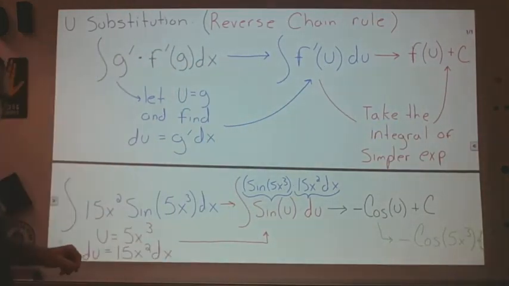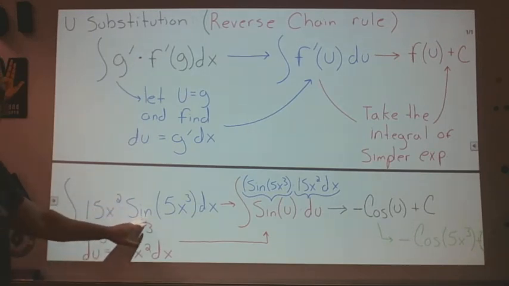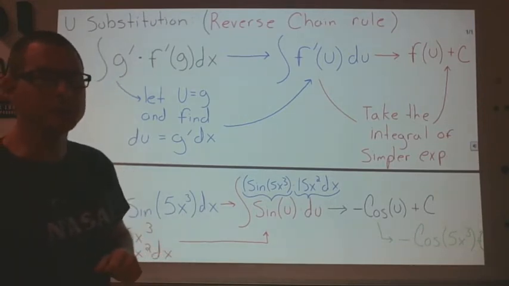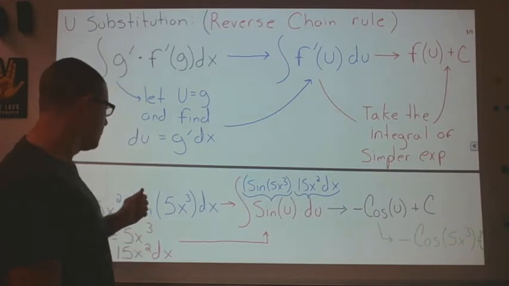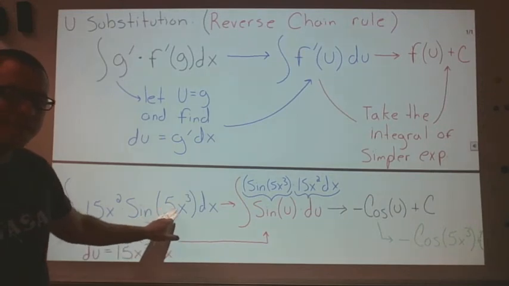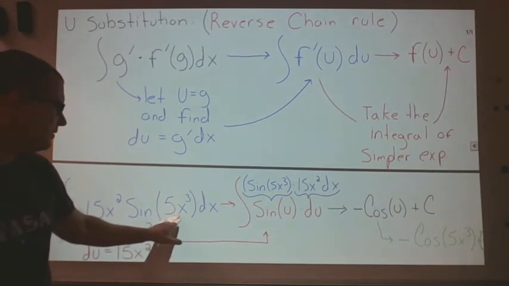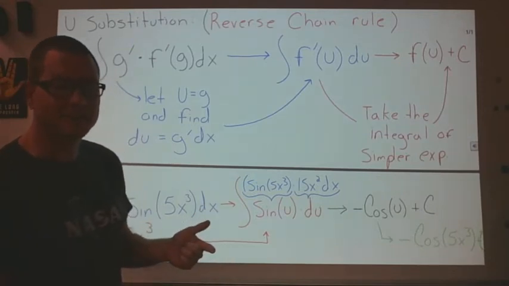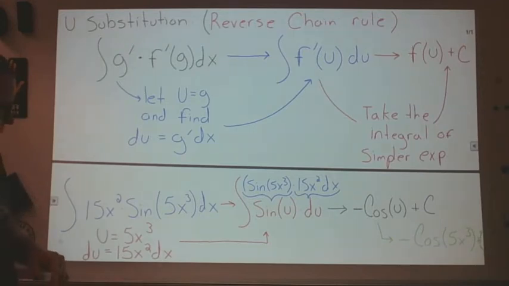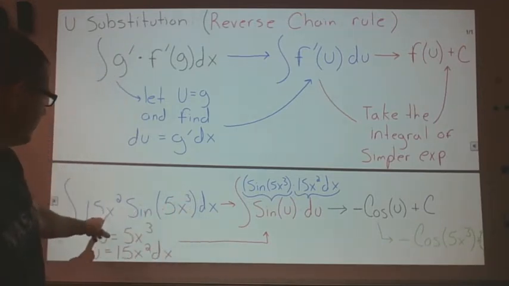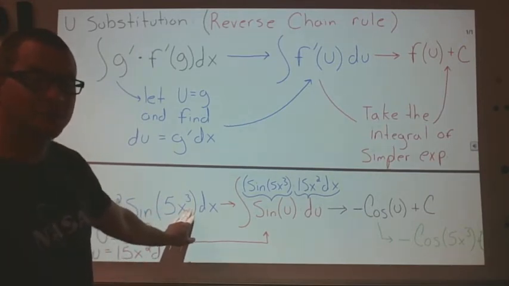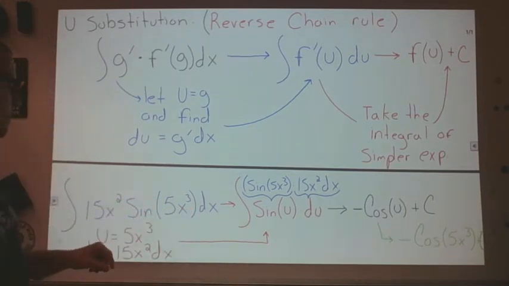So as an example down here, I have 15x squared times the sine of 5x to the third dx. So clearly, reverse power rule is not going to work on this. But I see my function sine with this 5x to the third plugged in. Sine normally is just sine x. So if I've got something inside of that sine function, I know it's going to be u substitution. I've got to get that out of there. So sine 5x to the third, and then on the outside, 15x squared, which is the derivative of 5x to the third. So this one's set up very nicely for u substitution.